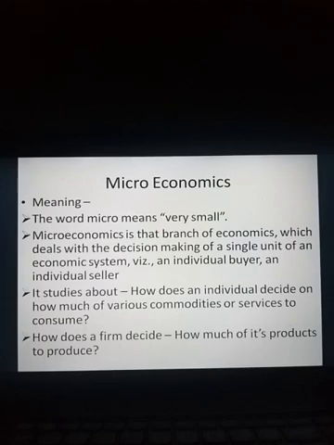Same way, how does a firm decide? When I say firm, producer decides how much of its products to produce, because the producer's aim is always profit maximization, and the producers control the quantity of the product produced, because if the supply is more than the demand, the price decreases. That's why the producer has to see the profit margin and accordingly decide what quantity they have to produce.